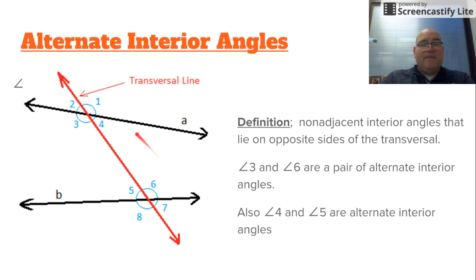4 and 5. To help you look for alternate interior angles, you're going to look for a Z shape. Watch my pointer. Here, down the transversal, here. The Z shape. That forms angles 4 and angle 5. A backward Z, 3, down the transversal, 6.